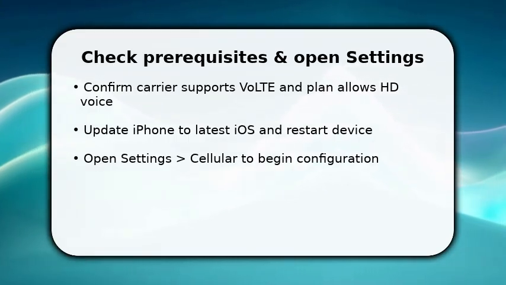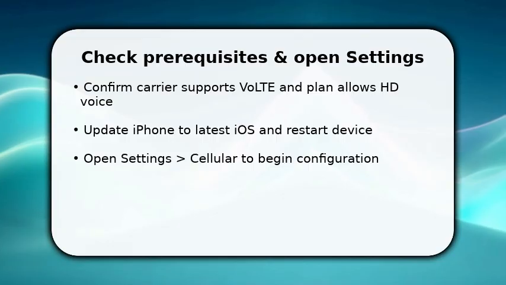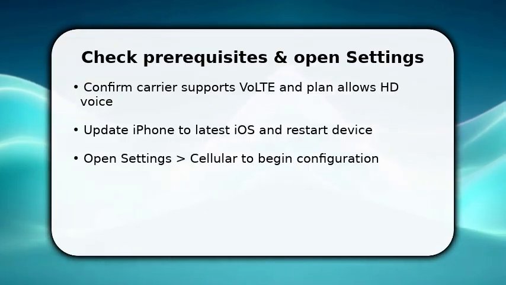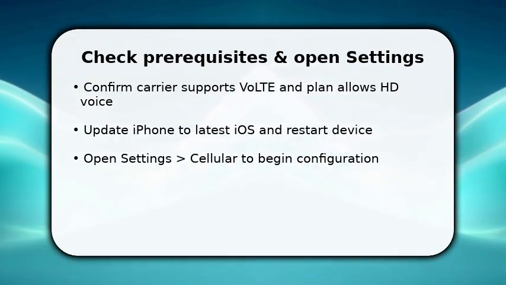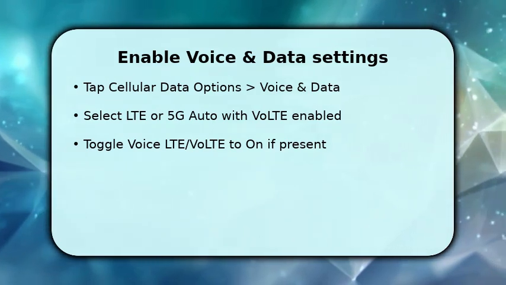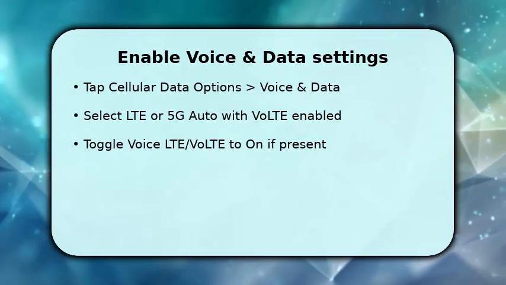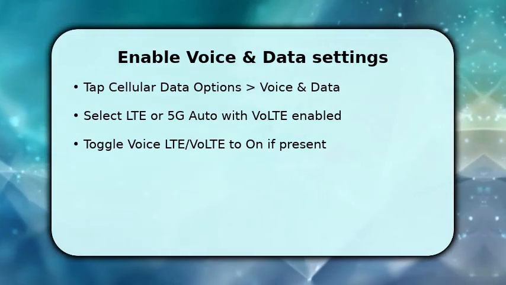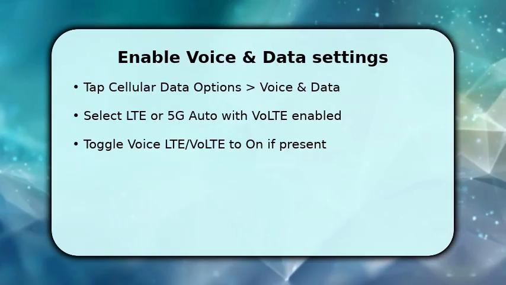You're starting inside the right menu so actions will appear. Make note of the current network indicator because you'll verify changes later. Now go to Cellular Data Options and choose Voice and Data. You must select LTE or 5G Auto depending on your model. This lets voice use the superior data network.